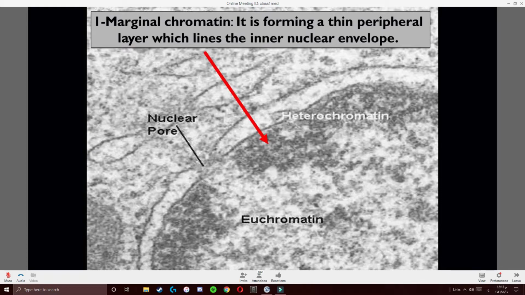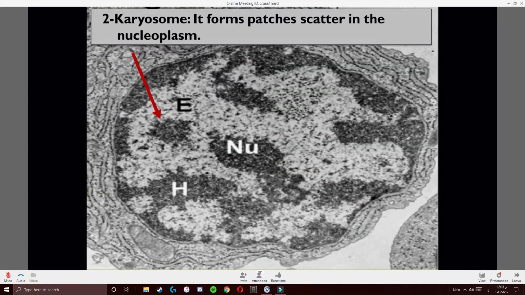Karyosome forms patches that scatter in the nucleoplasm. النوع الثاني من الهيتروكروماتين يظهر بشكل بقع متبعثرة في النيوكلير ماتريكس.